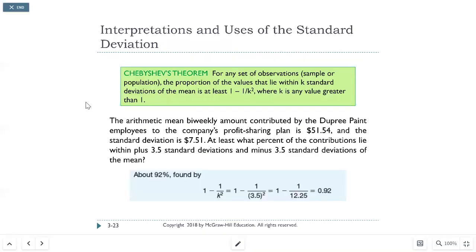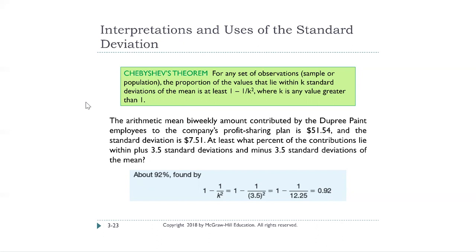Okay, so we're going to talk a little bit about the interpretations and uses of standard deviation. So this guy Chebyshev was a super famous mathematician. He has this theorem that for any set of observations, sample or population, doesn't matter, the proportion of the values that lie within k standard deviations of the mean is at least 1 minus 1 over k squared, where k is any value greater than 1.